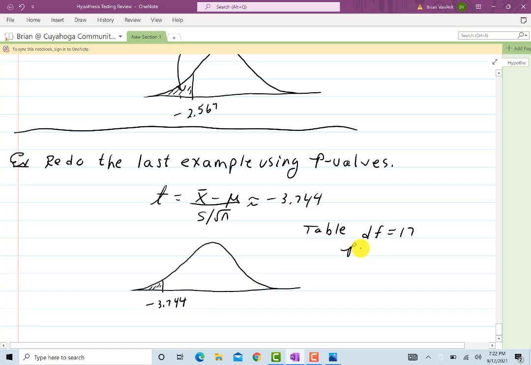So you'll get the p is less than 0.005. But we know that alpha equals 0.01. That implies that p is less than alpha, and so that tells us to reject H naught.